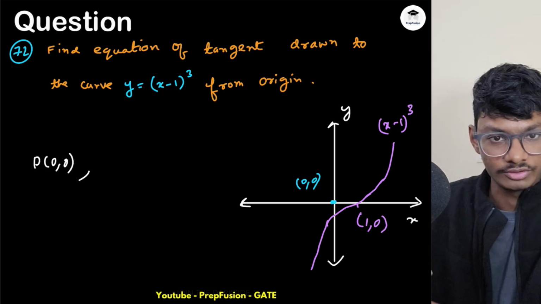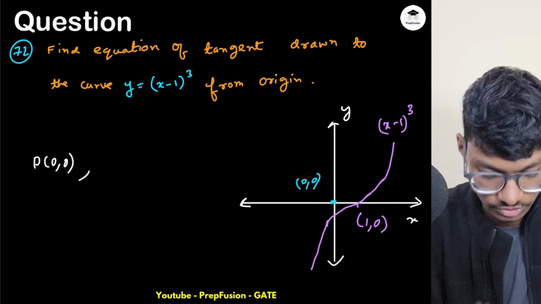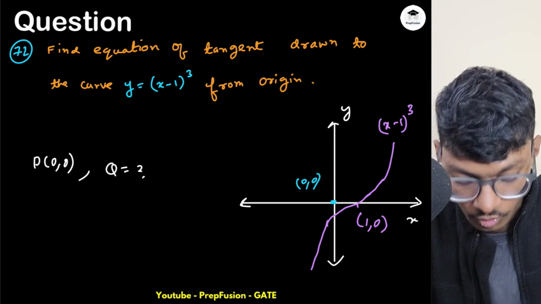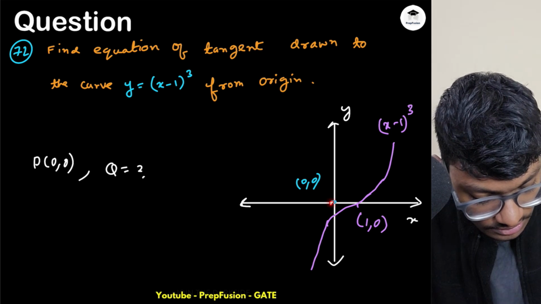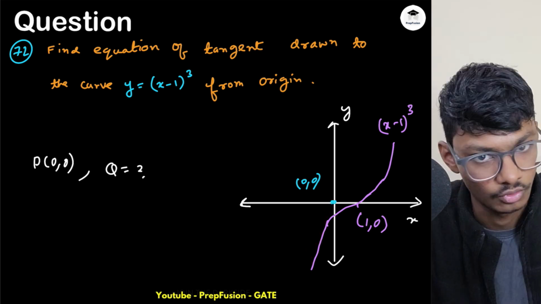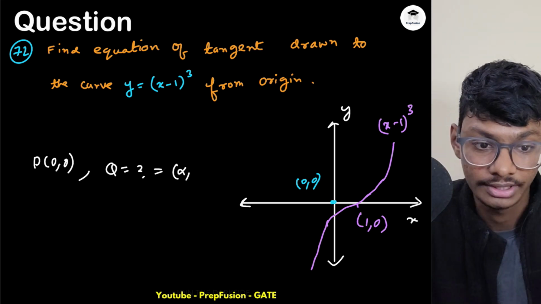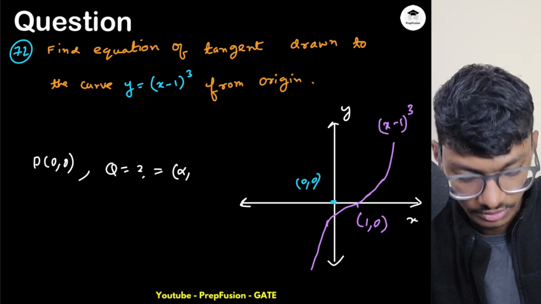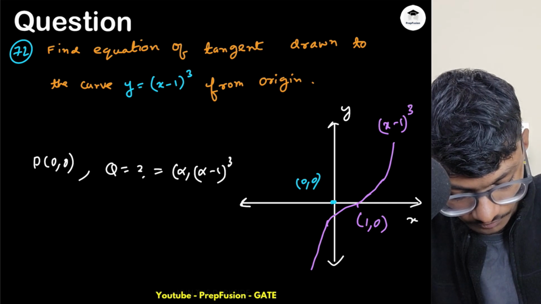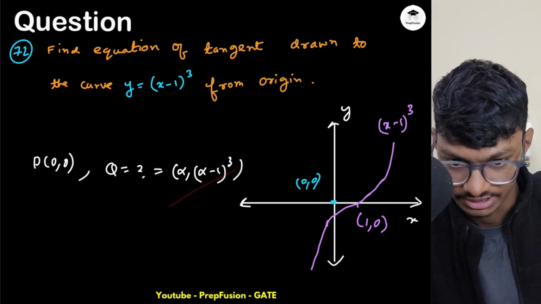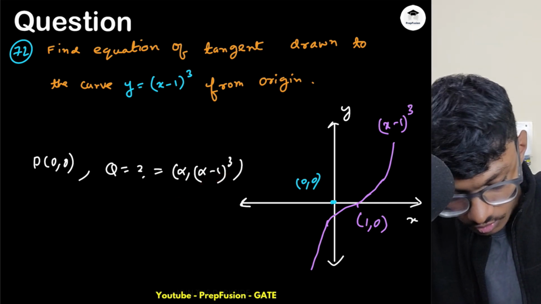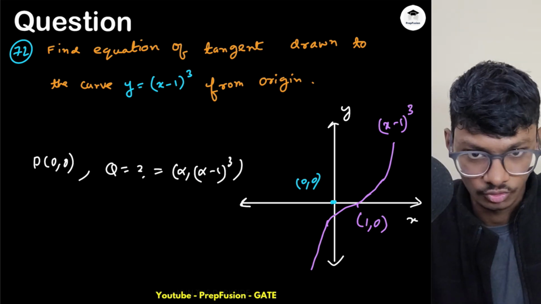This is how you can derive it also. You don't need to remember anything. And Q, I don't know at what point this tangent touches this graph. So I will name them variables. One is alpha, and the y coordinate will be alpha minus 1 cube. It has to satisfy this, right? So now we can solve.